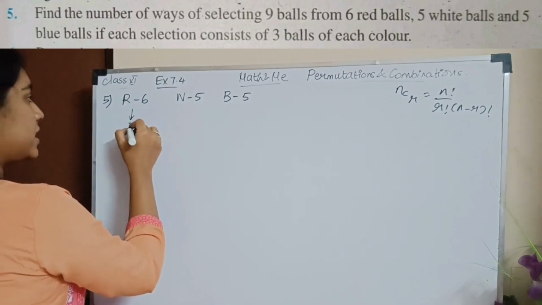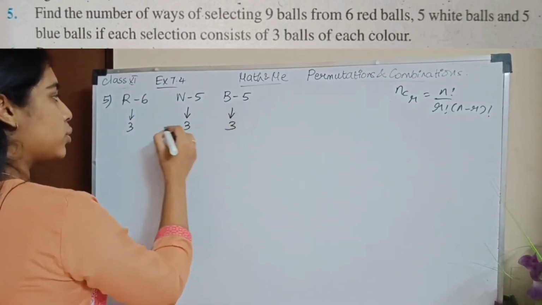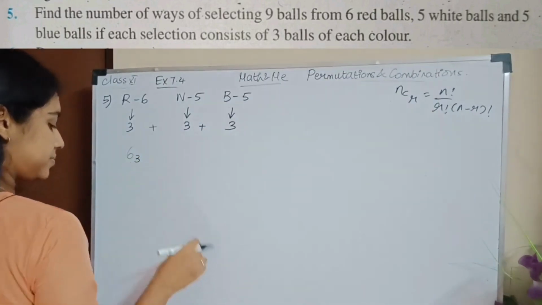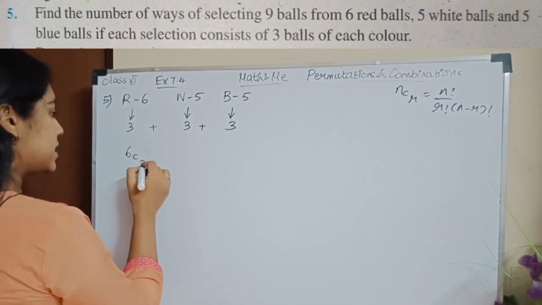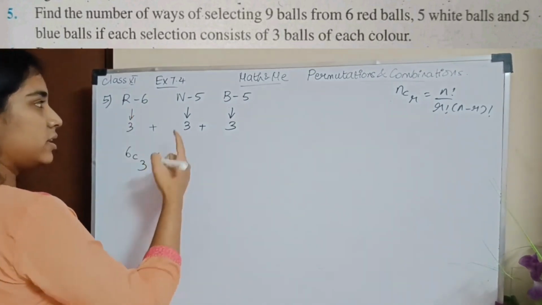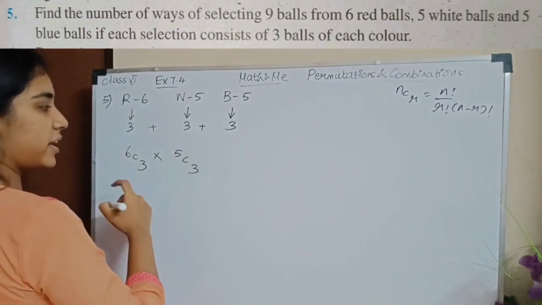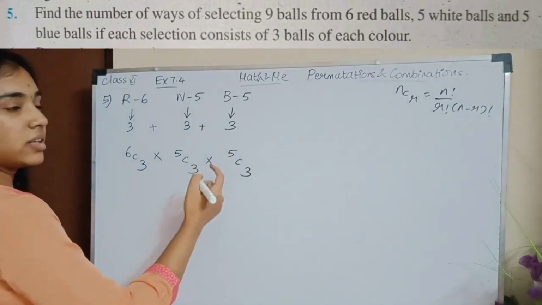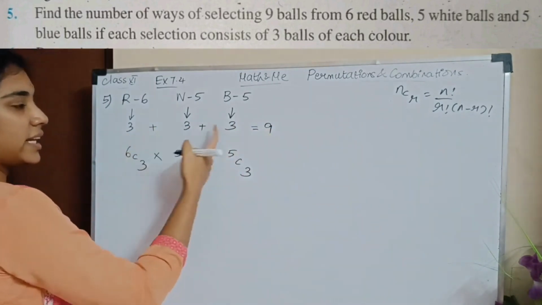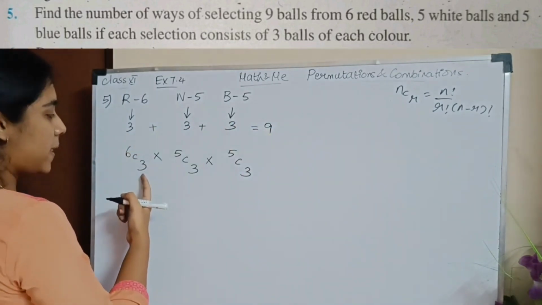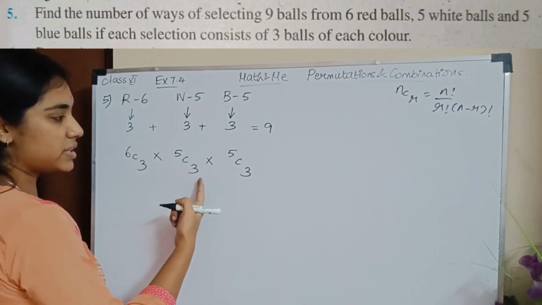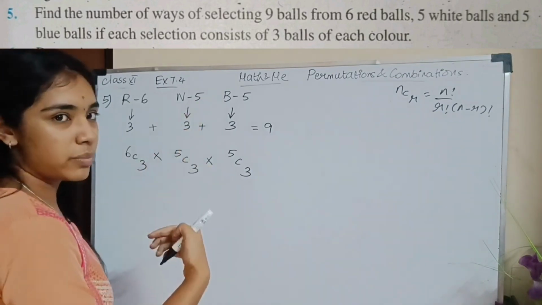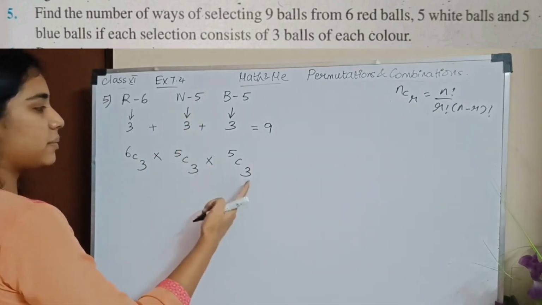So from these I need 3 red, 3 white, 3 blue, and in total I need 9 balls. Correct? So I can choose 3 balls from the 6 red, 3 balls from the 5 white, and 3 balls from the 5 blue. Here I am multiplying, because when I do the combination I am choosing 3 balls of each color, and 3 plus 3 plus 3 is 9. It is like I am picking 3 red balls, 3 white balls and 3 blue balls, and I am taking 9 balls in total.